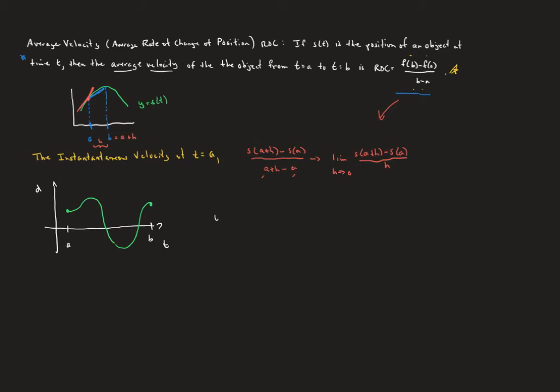So the questions I want you to think about are: where is the average velocity positive? And where is the average velocity going to be equal to 0? And where is the average velocity going to be negative? So I'm going to introduce some colors here.